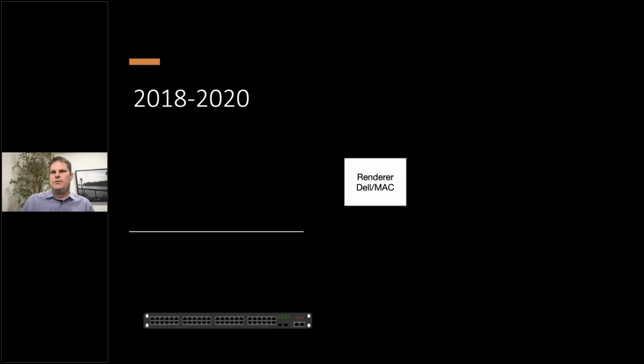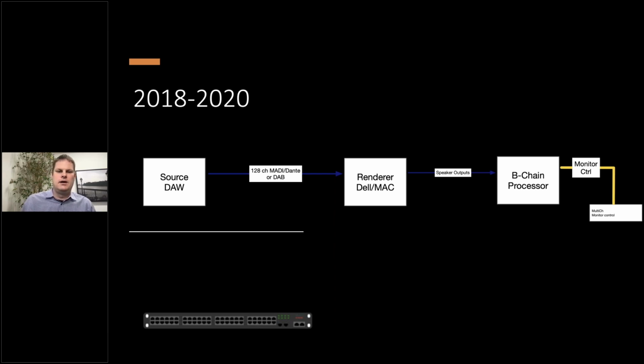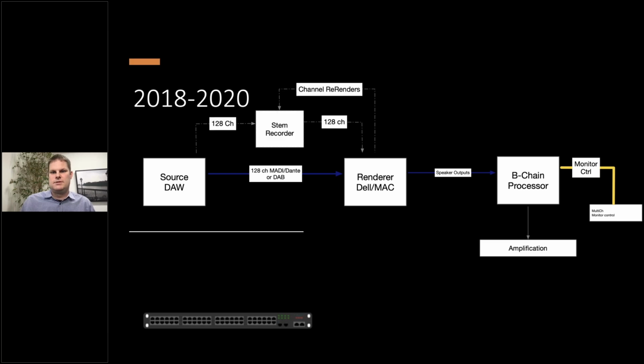The situation was largely static then. So 2018 through 2020, we were based around a single renderer. Those of you that have seen these webinars will be very familiar with this workflow. The source workstation, whether that's locally hosted or on a secondary machine. You feed 128 channels of Dante, MADI, or via the Dolby Audio Bridge to the renderer. And it comes out as speaker outputs into a processor, through a monitor control, and then some amplifiers, and into these extended options.